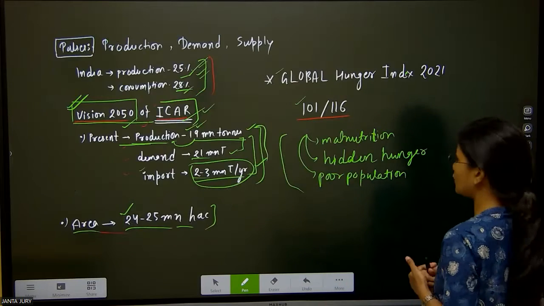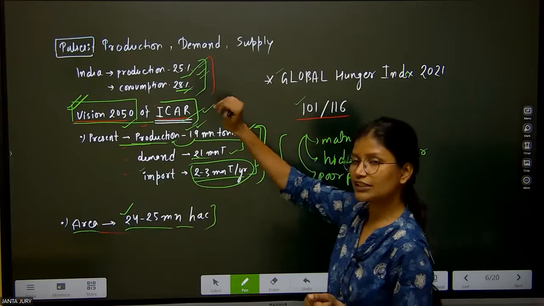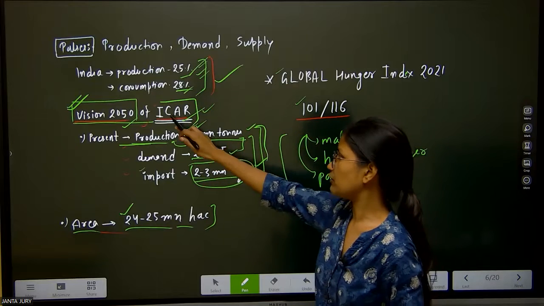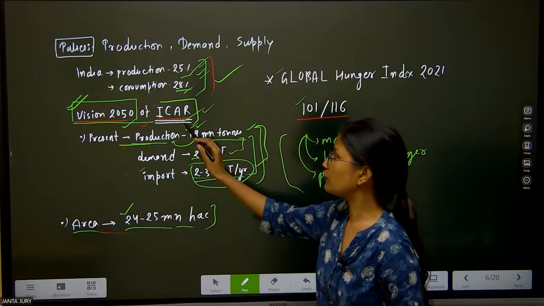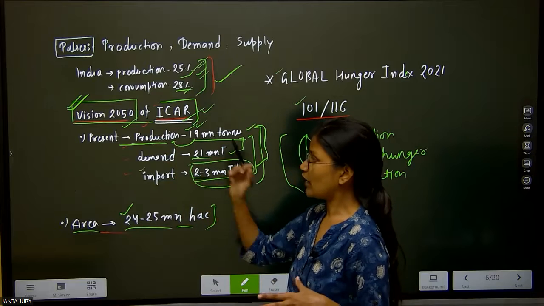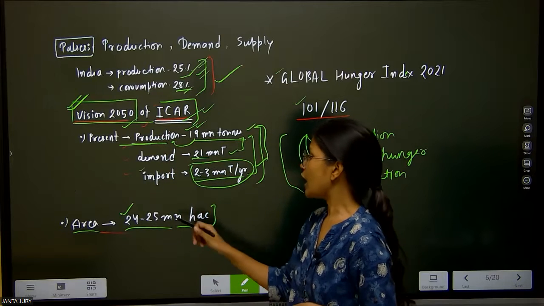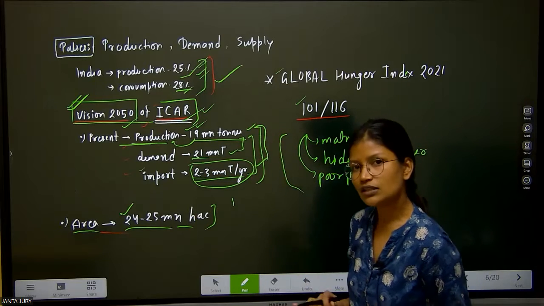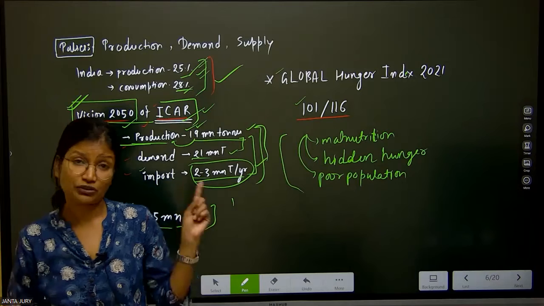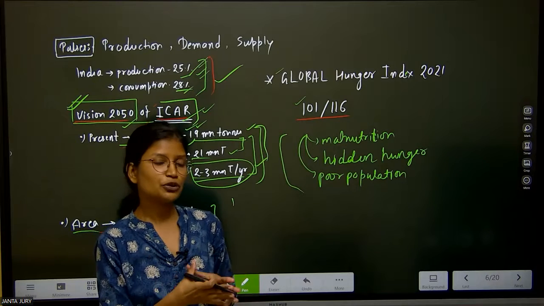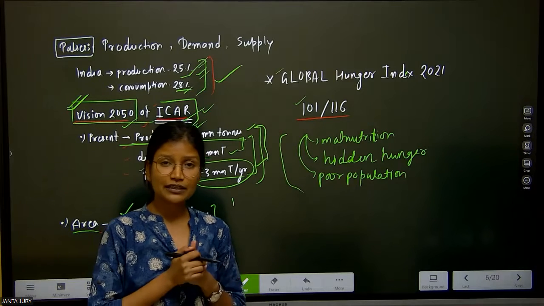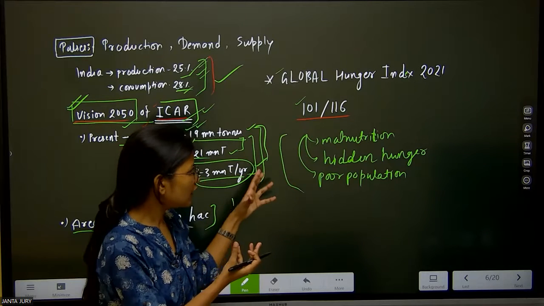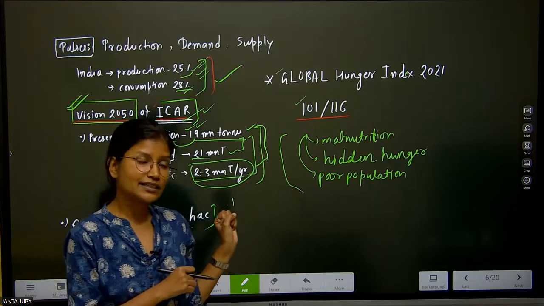Now moving to next, we have discussed the production, demand, and supply of the pulses. We have talked about the basic facts, also some of the data given by the Indian Council of Agricultural Research in their Vision 2050 document on pulses. They have talked about the present production, present demand, present import, and the area under which pulses are being cultivated. Why do we need to know all of it? Because the question was about India being the largest producer of pulse, but still facing the low-level equilibrium trap. So before answering that question, we need to know all the problems that the Indian pulse sector is actually facing.